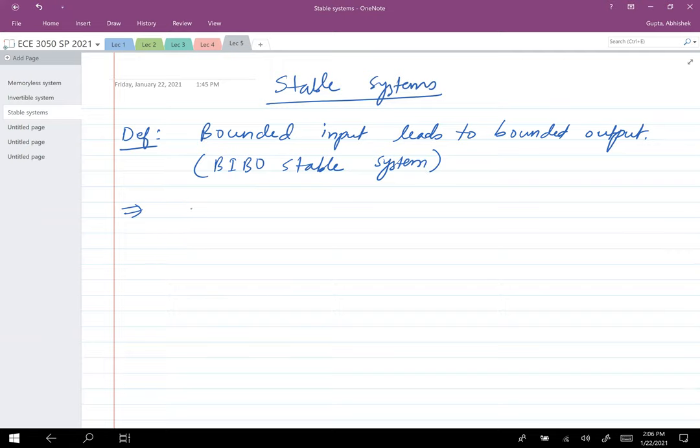What this implies is if |x(t)| is less than or equal to B, this implies |y(t)| is less than or equal to C. So C can be different from B, but as long as the input is bounded, the output is also going to be bounded. This is for all t.